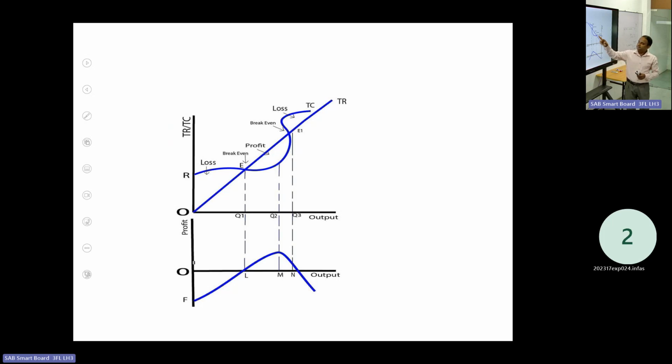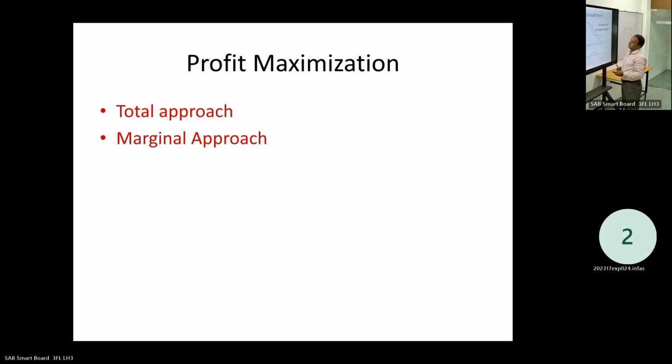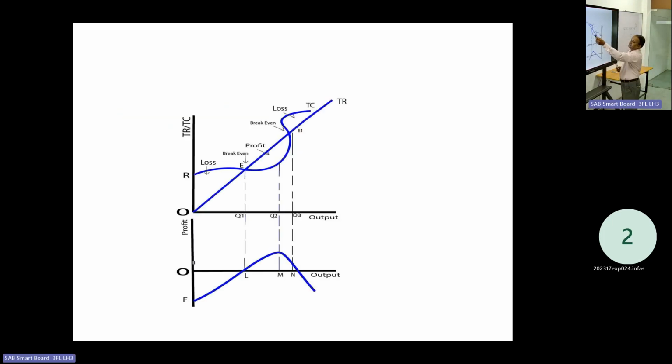Zero profit. Then what happens beyond this Q1 output level? Total cost is lower, but total revenue is higher than total cost, so there is a profit in this region, Q1 to Q3. At this point, profit is maximized where the slope of the total revenue curve and the slope of the total cost curve are equal. The gap is widest at this point, so total profit is maximized.